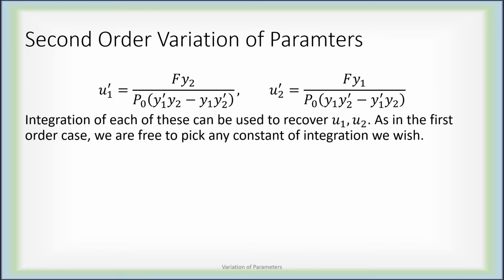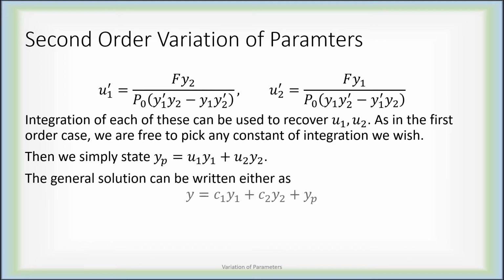Integrating both of those, hopefully doable, can be used to recover the functions u1 and u2. And again, any constant of integration is fine. We're not interested in finding all functions u1 and u2 that solve this. We just need an example of a function u1 and u2 that solves this. And once you find a u1 and a u2 by integrating these, picking whatever constant of integration you want, then you can go back and express your solution y sub p. It's just u1 y1 plus u2 y2.